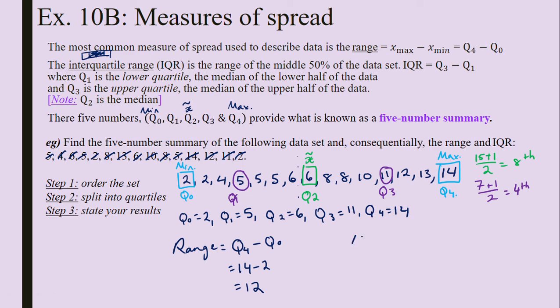Our interquartile range, which is more representative of the data, especially when we have outliers, is going to be given by Q3 minus Q1. So we have 11 minus 5. Okay, and 11 minus 5 is 6. So that is half the size of the range, which kind of makes sense because we're looking at half the data. Okay, so what that tells us is that 50% of the data lies within this range of 5 to 11, so 6 points different from each other. 50% of the data, so the majority of the data, lies within the interquartile range.